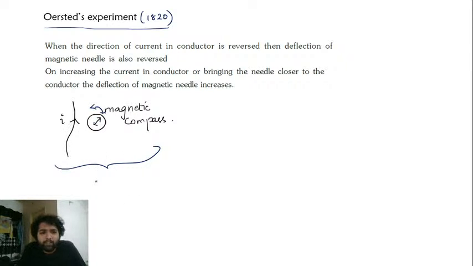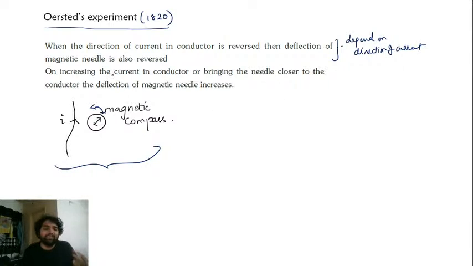And then he also observed certain things, like when the direction of current in the conductor is reversed, the deflection in the magnetic needle is also reversed. When the current is reversed, the direction of the needle deflection is also reversed. So from this he observed that it is a vector quantity, and it will depend on the direction of current. So that's one thing he observed.